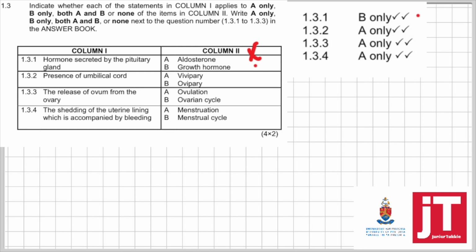1.3.2. The presence of an umbilical cord. We know all viviparous organisms have an umbilical cord, oviparous, none. So your answer is A only. 1.3.3. The release of the ovum from the ovary, we know is known as ovulation, not the ovarian cycle. So your answer is A only. And 1.3.4. The shedding of the uterine lining, which is accompanied by bleeding. That we know as menstruation and not the menstrual cycle. So your answer is A only.